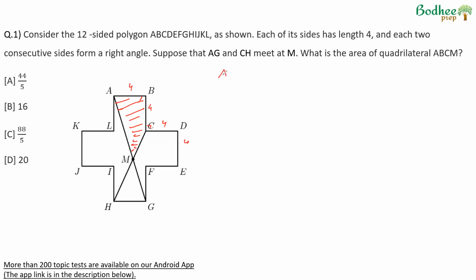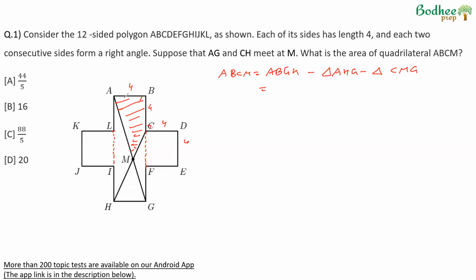Now we can say that area of ABCM will be nothing but, we join LI, we join CF, so area of rectangle ABGH minus area of triangle AHG minus area of triangle CMG. So from this rectangle, if we remove this entire larger triangle and this smaller triangle, we will get our required area.